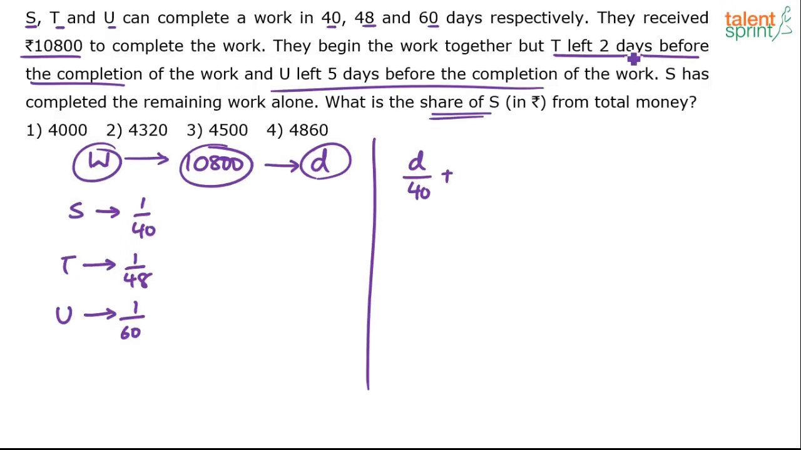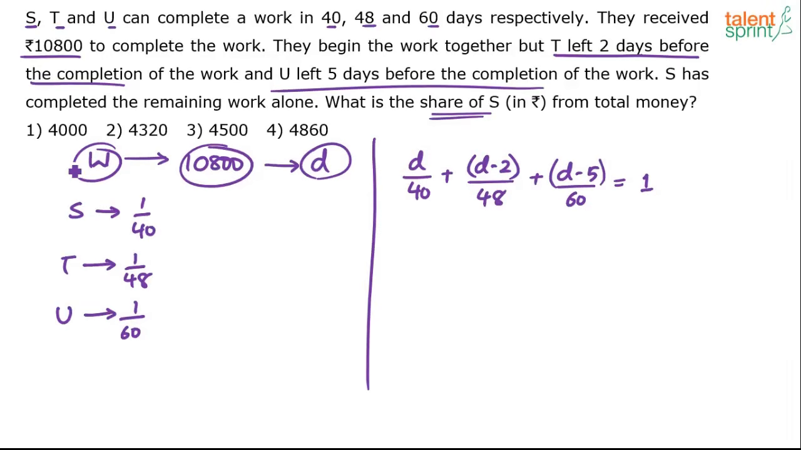Next comes T. T left 2 days before the completion of the work, which means if the total work was done in D days, T worked only for D minus 2 days, right or not? At what rate? 1/48. So in one day if he can do 1/48, in D minus 2 days he did (D minus 2)/48. Plus the last person is U. U left 5 days before the completion. See, the total work was done in D days. U left 5 days before that, which means D minus 5, multiplied by his capacity 1/60. So (D minus 5)/60.